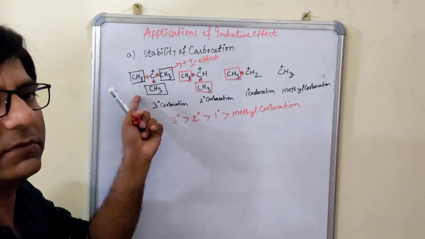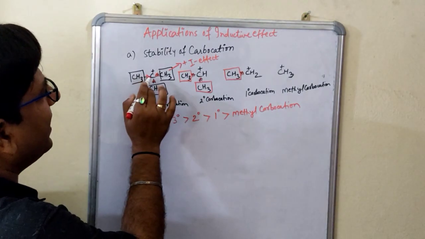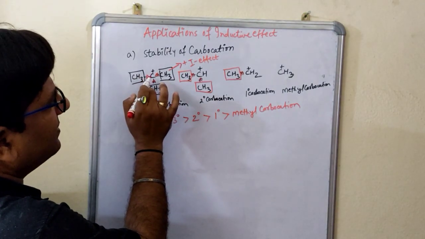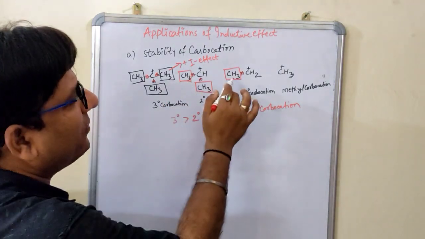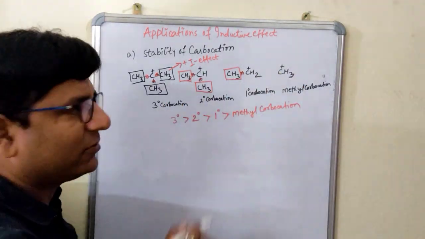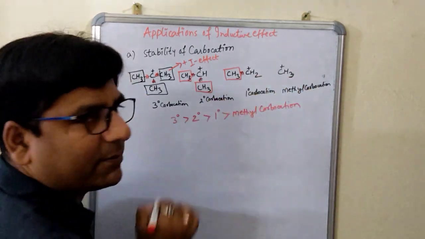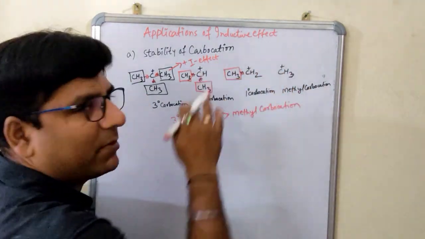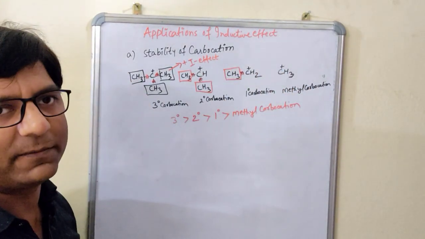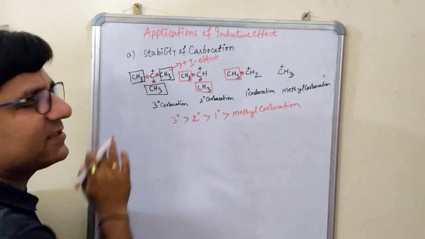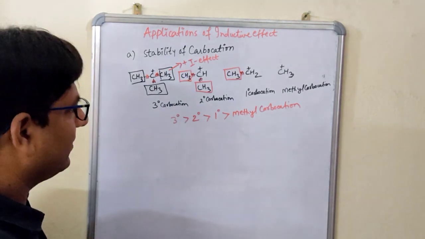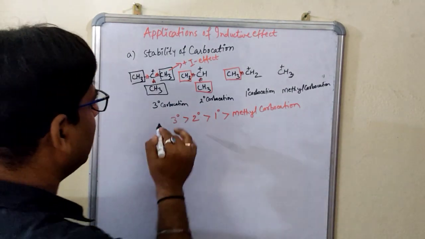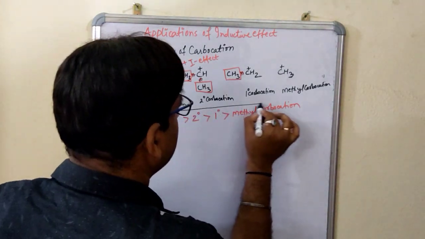That is this one, because this carbon bearing a positive charge is getting electrons from all three sides. Here it is getting from two sides, here only from one side, and here we don't have any. So this will be the least stable one, or you can say highly unstable one, this methyl carbocation. And this is the most stable one. So this is the stability order, students. This one I have written, this is the stability order.